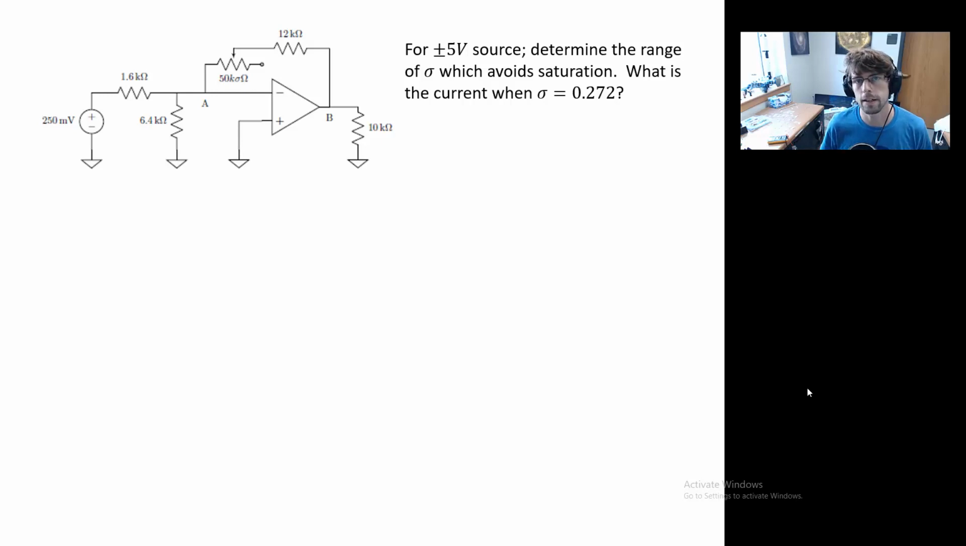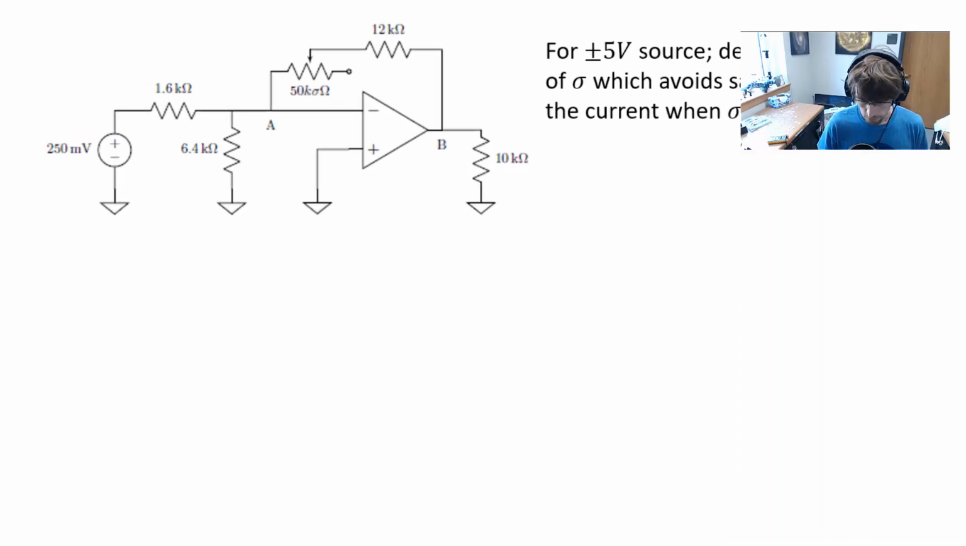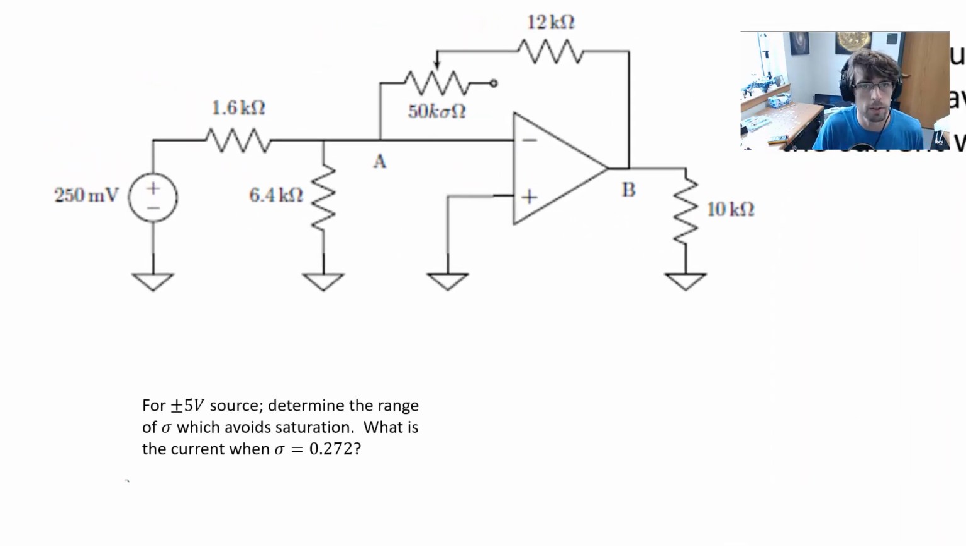I said last time that I would give you a couple more example problems for operational amplifiers, so I figured, okay, here we go. Queued up for you is another circuit, and we have the description for a plus or minus 5 volt source. What that's referring to is the op amp power, so plus 5 volts and minus 5 volts.